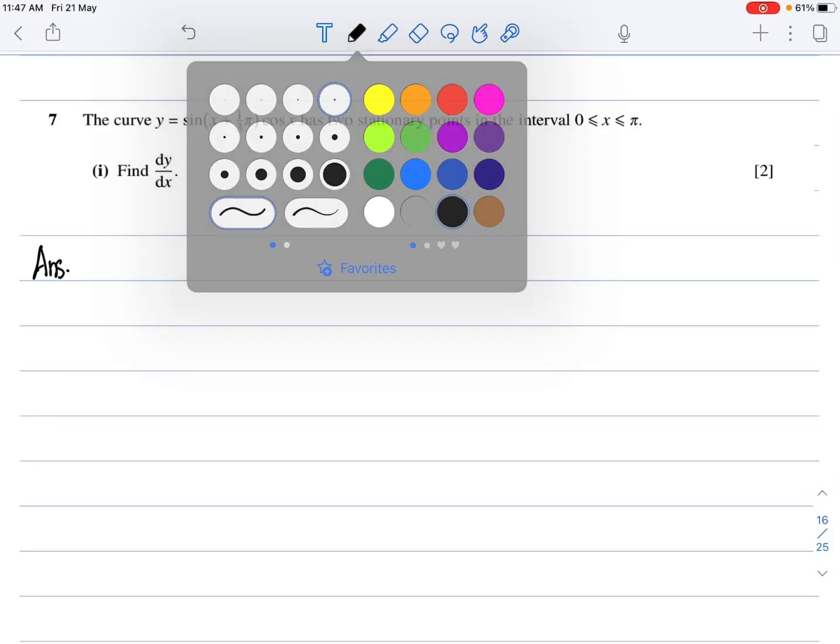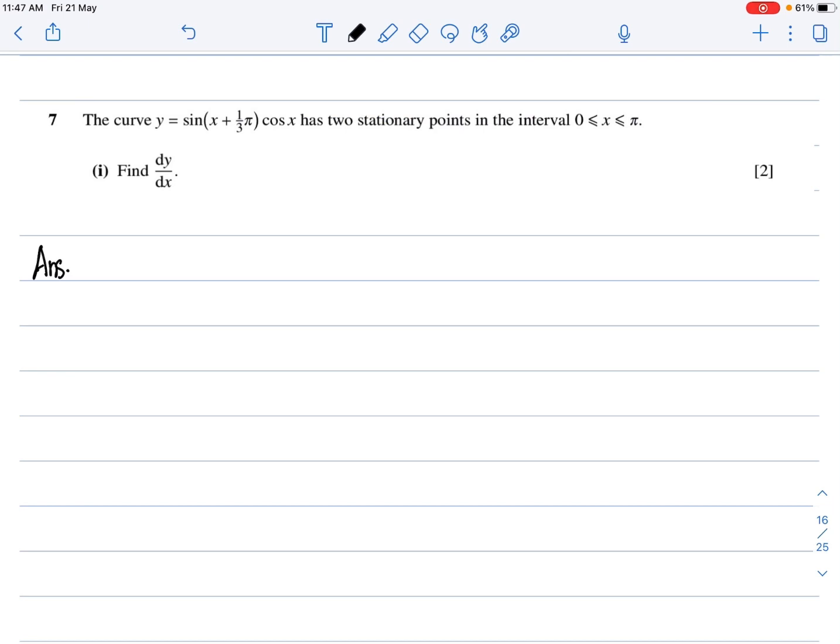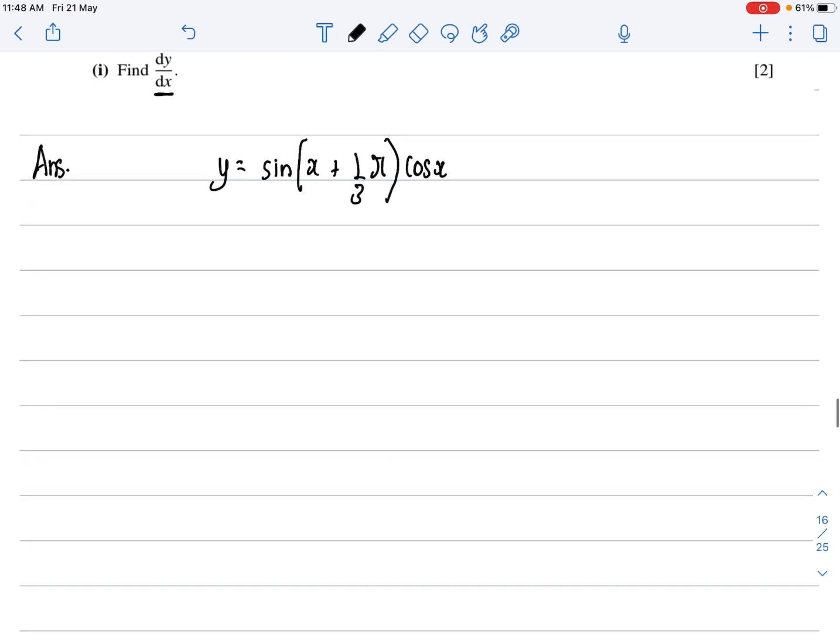This is the seventh question of the paper. So they have given us an equation which is y equals sine of (x plus 1/3 pi) multiplied by cos x. This has two stationary points in the interval and I need to find the dy by dx. So basically for the dy by dx, I know I need to use something called the product rule, because a variable is multiplied by another variable here.